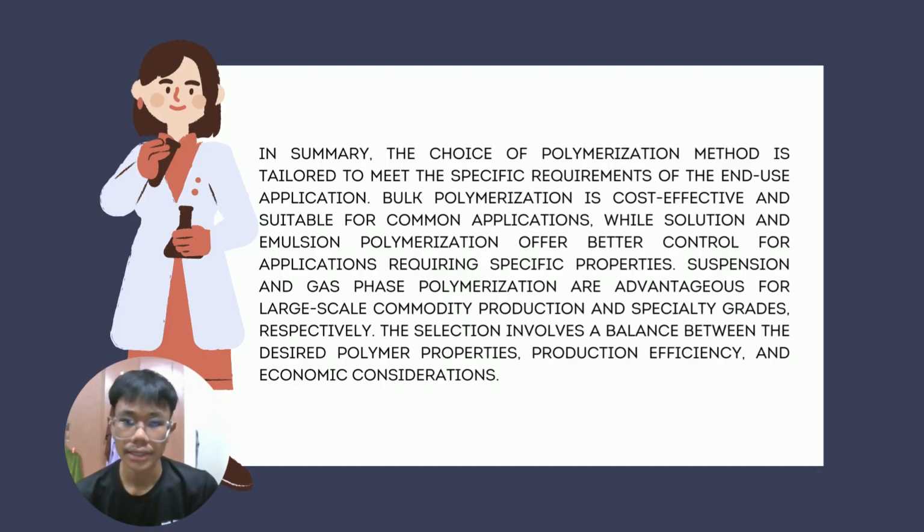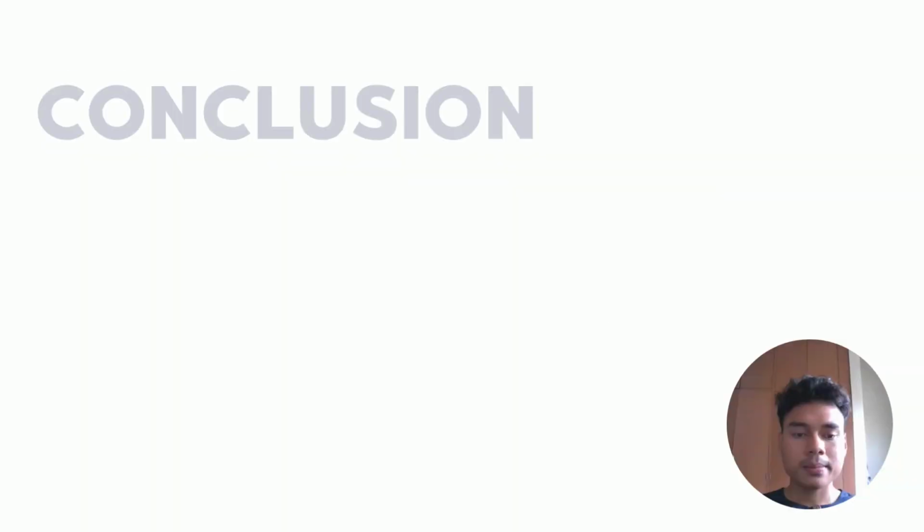Okay, in summary, the choice of polymerization method is tailored to meet the specific requirements of the end-use application. Bulk polymerization is cost-effective and suitable for common applications, while solution and emulsion polymerization offer better control for applications requiring specific properties. Suspension and gas phase polymerization are advantageous for large-scale commodity production and specialty grades, respectively. The selection involves a balance between the desired polymer properties, production efficiency, and economic considerations.